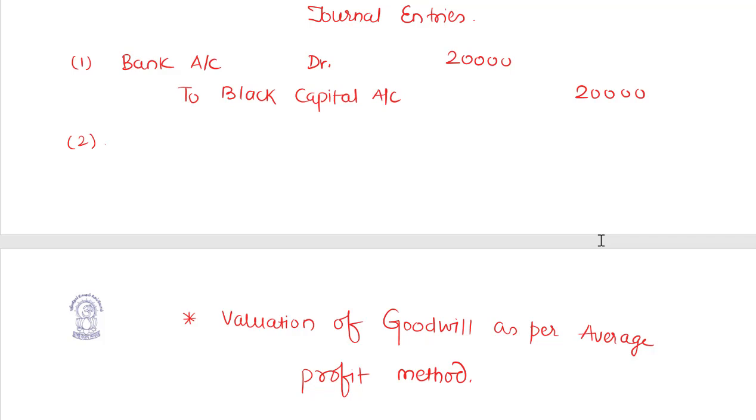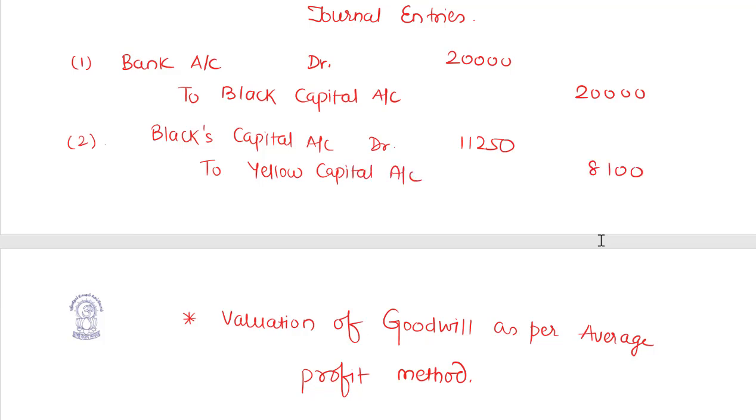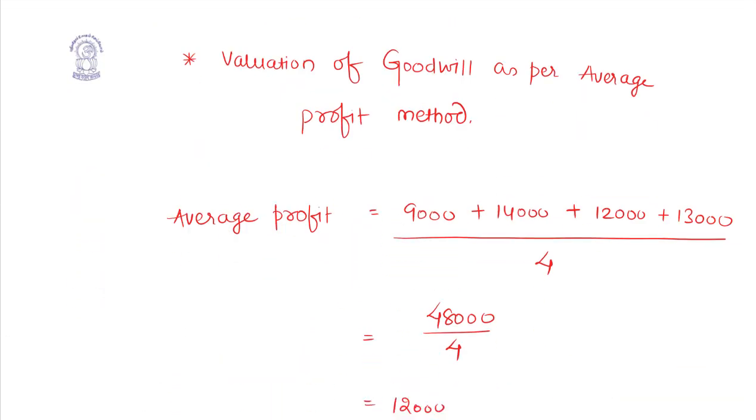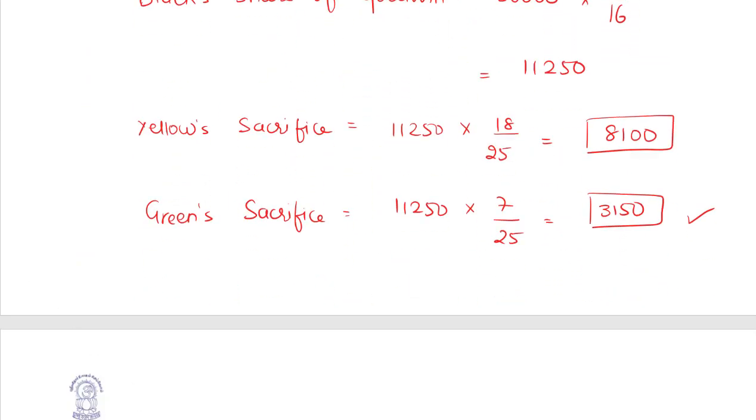So second entry, gaining partner's capital account debit to sacrificing partners' capital accounts. So Black's capital account debit 11,250 to Yellow's capital account 8,100 and to Green's capital account 3,150. I believe you understood this. Let us continue.